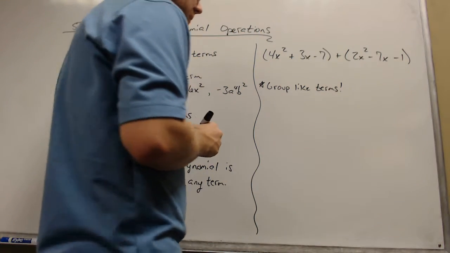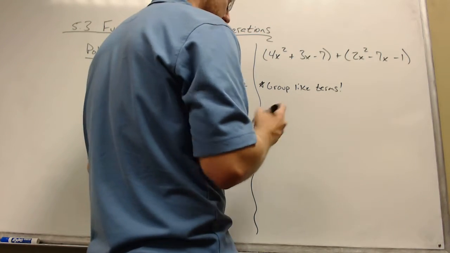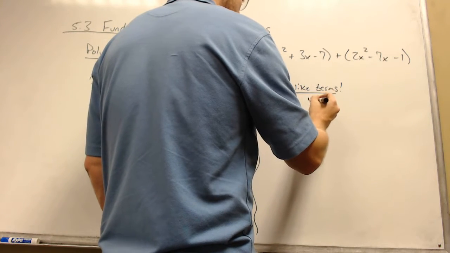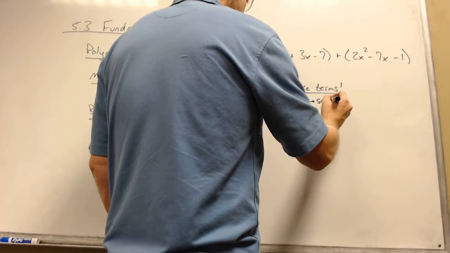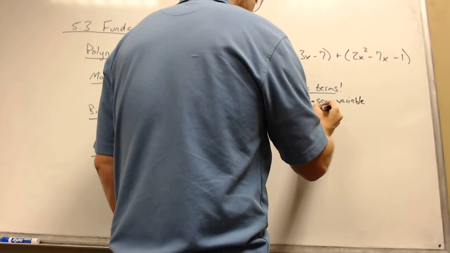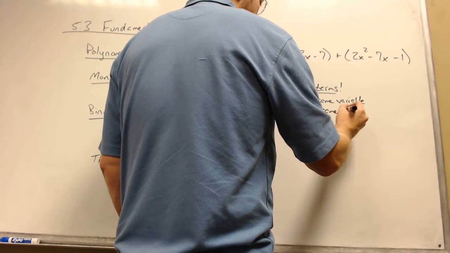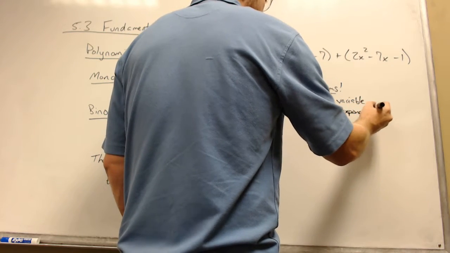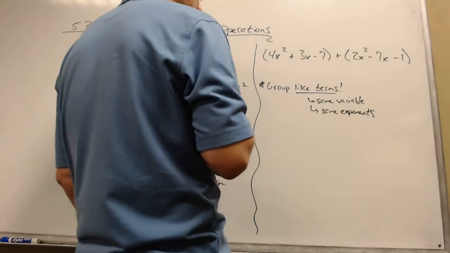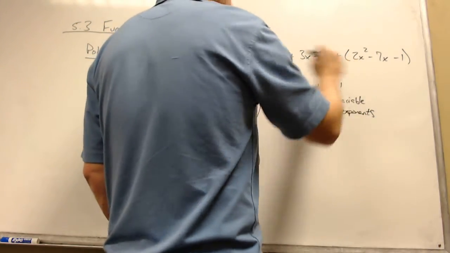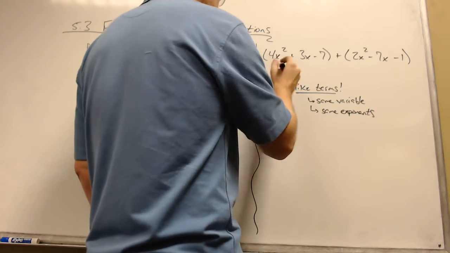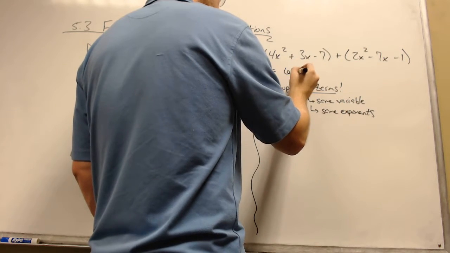Right, and just as a refresher, when you're looking for like terms, you need the same variable and the same exponents. So like terms here would be 4x squared and 2x squared. You can group those together. We're just adding, so 4x squared plus 2x squared would get us 6x squared.